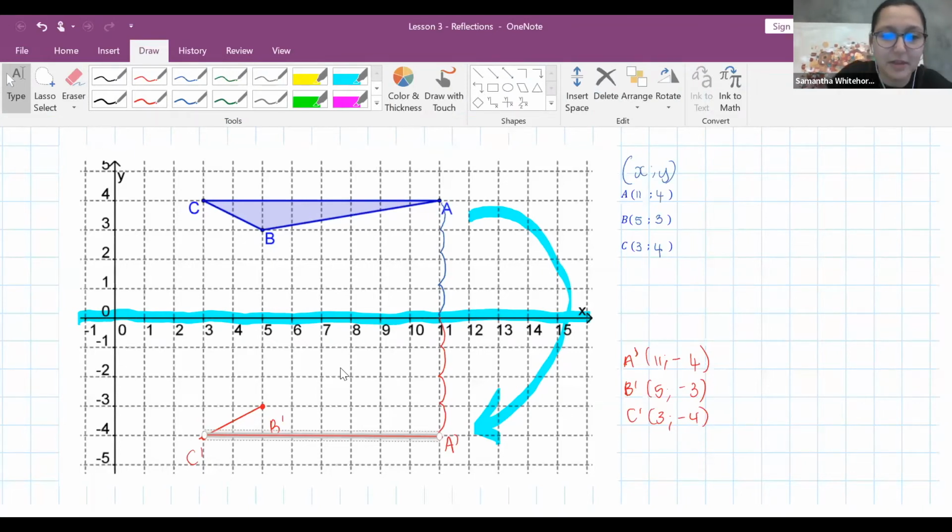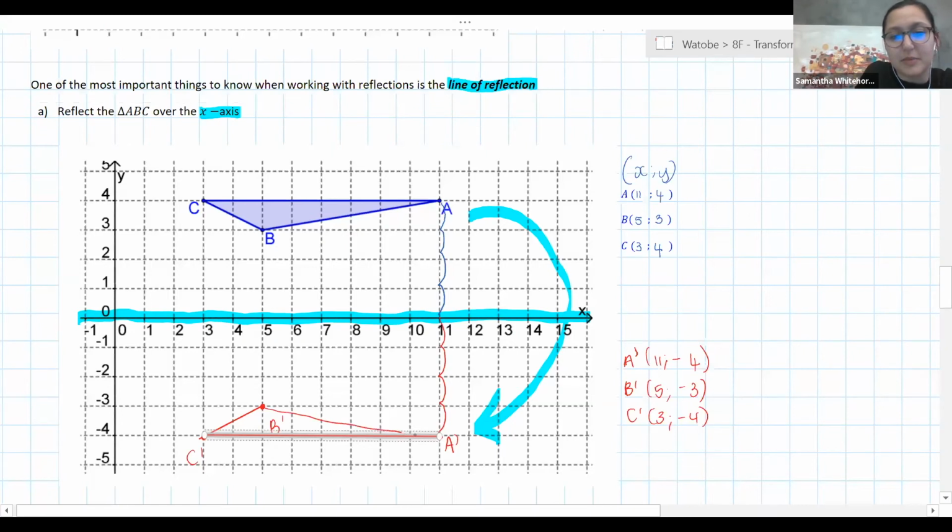No, it's fighting me. I'm just going to draw it freehand. It's not going to be perfect, but it's fine. Okay, so we have got our triangle A dash B dash C dash, and we have written down the coordinates on the side in red.